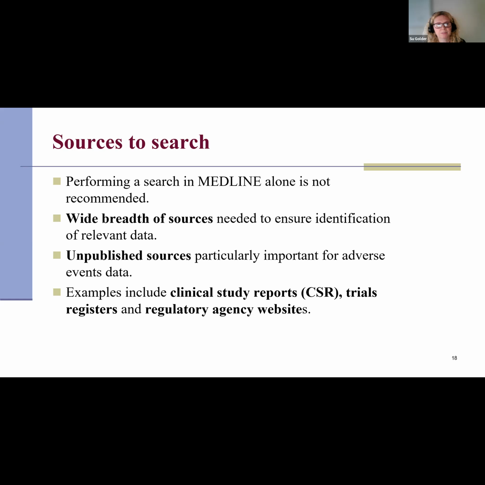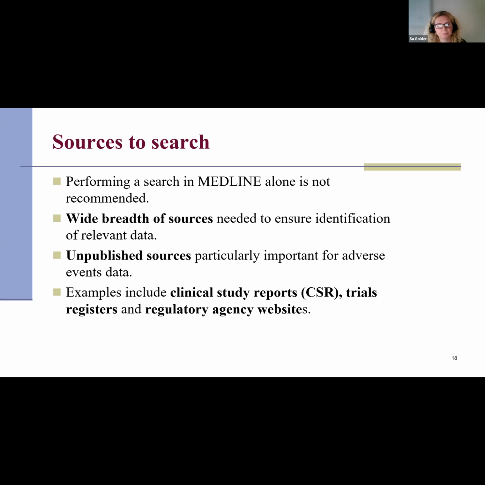In particular with adverse events data, there's a lot more in the unpublished sources. And I think this is largely, as Yoon touched upon, that you can have hundreds or even thousands of adverse events, and there's so much data, and they're secondary outcomes. So they're not often put into the journal article where you've got a word limit of, say, 3,000 words.